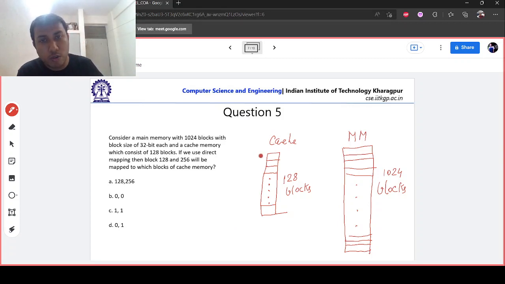We know the cache memory blocks start from 0, 1, 2, and the last one is 127, right? Similarly, main memory blocks are 1, 2, 3, and the last one is 1023.